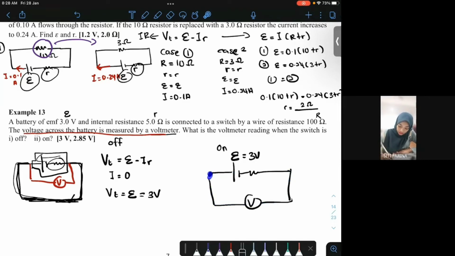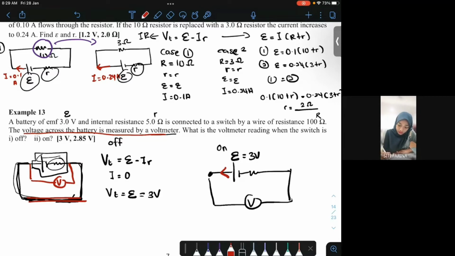So bila kamu connect voltmeter dekat ujung sini, apa yang akan dia receive adalah daripada sini. Dari sini sampai ke sini, nilai yang sama, 3 volt. Tapi at the moment current pass, current keluar, sebab complete circuit, current kena keluar.